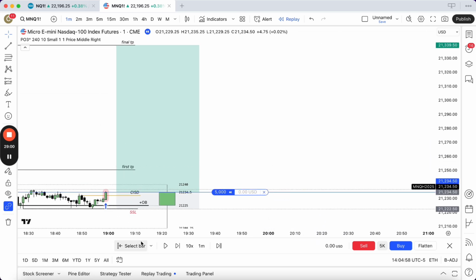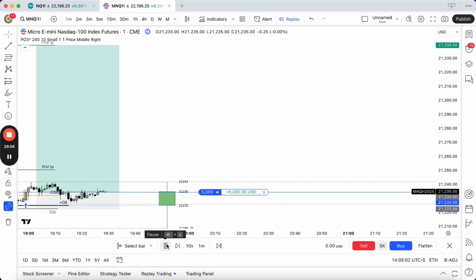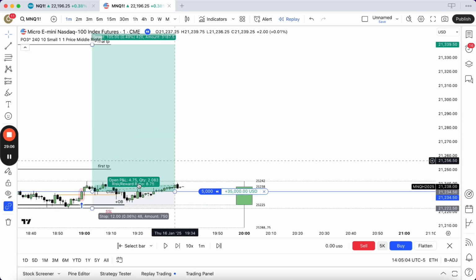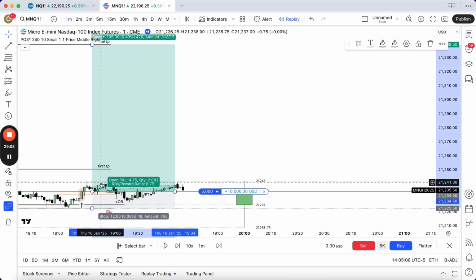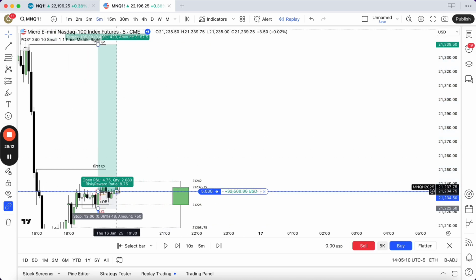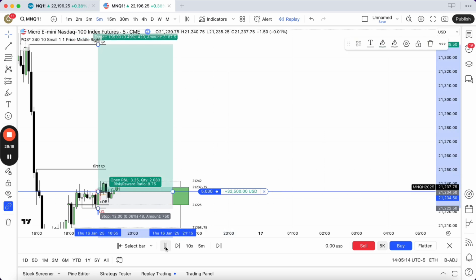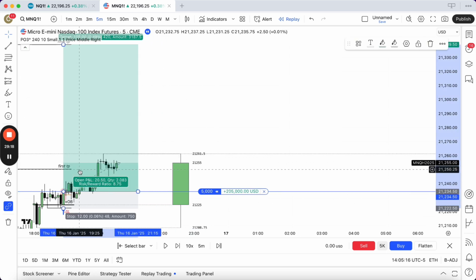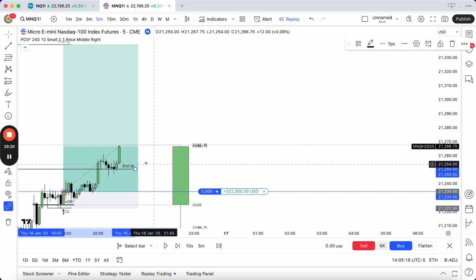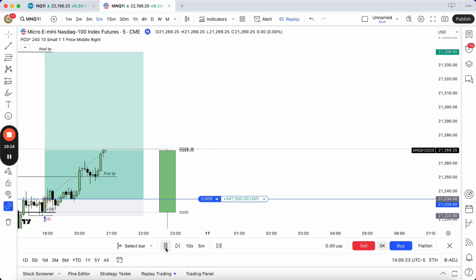All right. Looks like this is going to be an extremely slow trade. Let me go to the 5 minute just to speed this up a little bit. All right, first TP is hit. So I would go ahead and partial there. And then let's see, final TP.